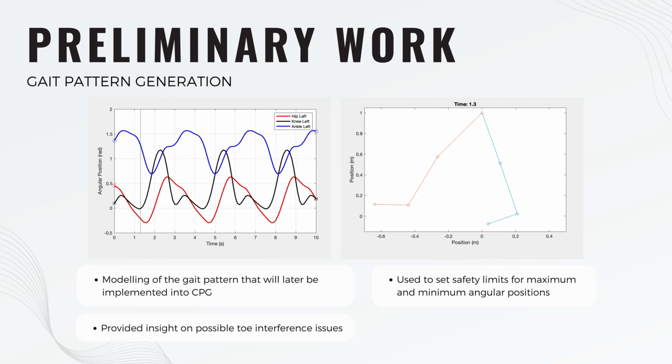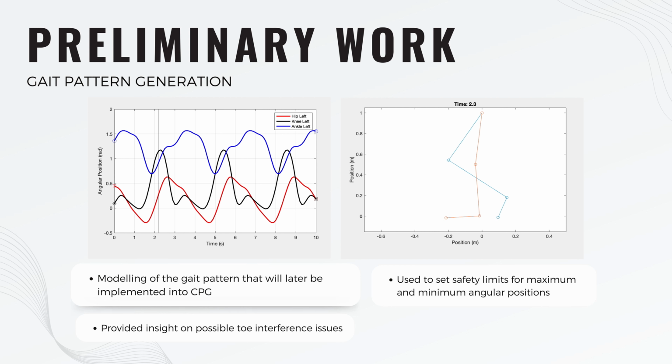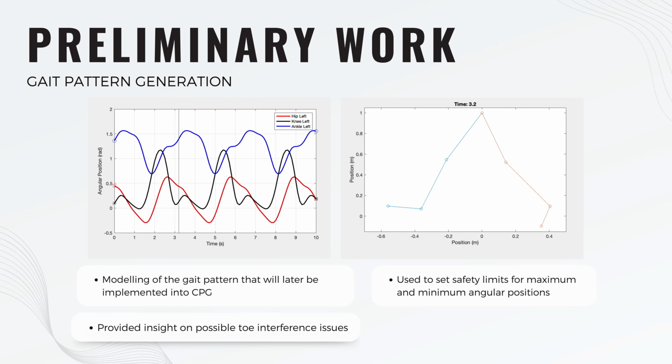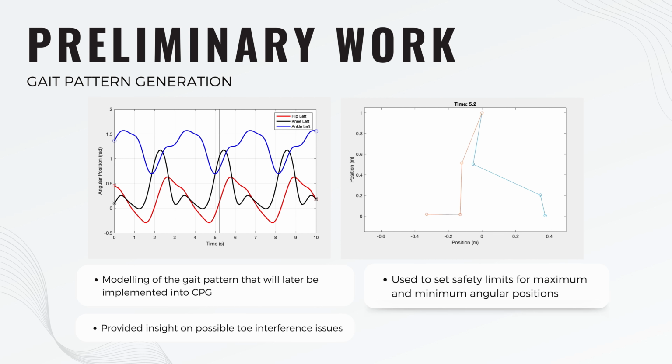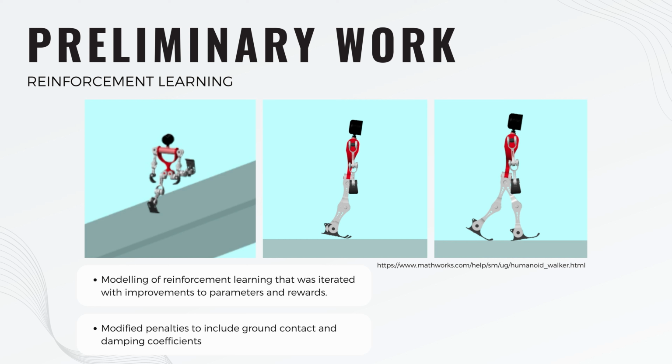Preliminary work has been completed for gait pattern generation. This work will be used to implement CPG and has provided insight on issues such as toe interference with the ground when walking. This work can also be used to set safety limits for the maximum and minimum angular positions of each joint. Preliminary work has also been completed for reinforcement learning. Using a MathWorks model, parameters from the gait pattern generation preliminary work were used to update this model. Other penalties were added, such as ground contact and damping coefficients of the ankle joints to reduce excessive oscillation when not in contact with the ground.